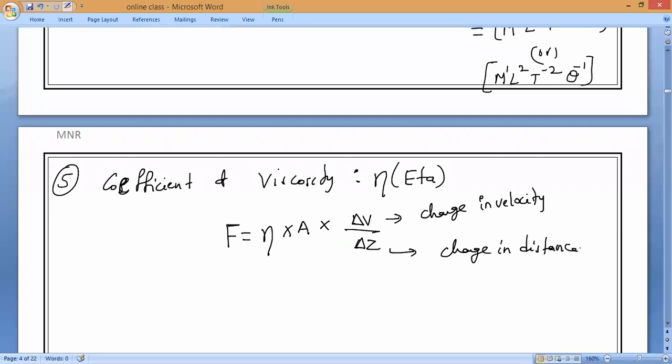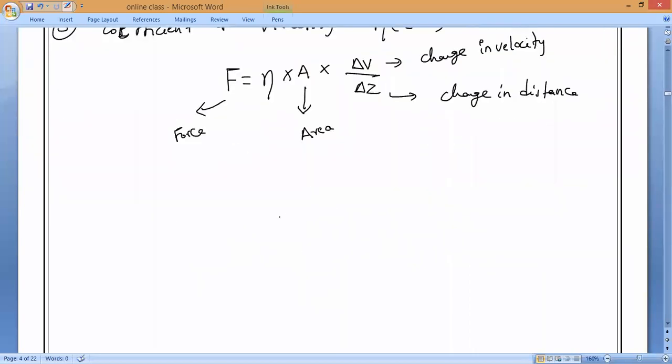And A means area, and F means force. Now the formula: coefficient of viscosity eta is equal to force into delta Z divided by A into delta V. Yes or no, Rudreshwa?